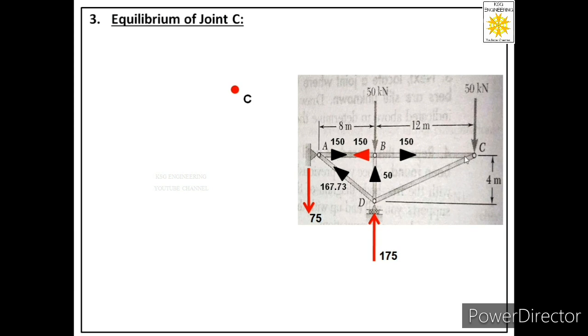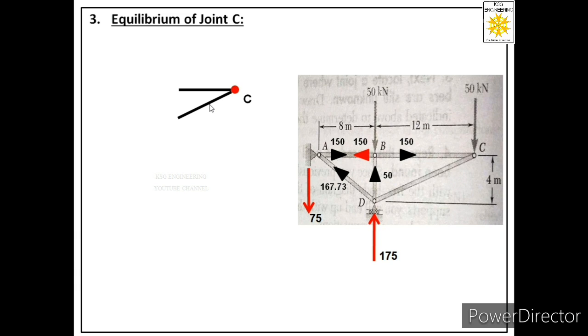So how many members are connected? Two. One is horizontal, one is at some angle to the horizontal. So show both the members. From that joint we have shown one horizontal line and one inclined line. So this is member BC and this is member CD.